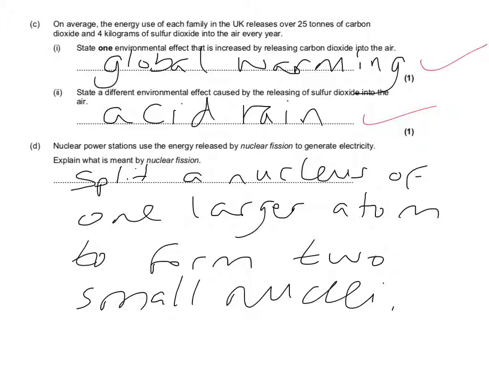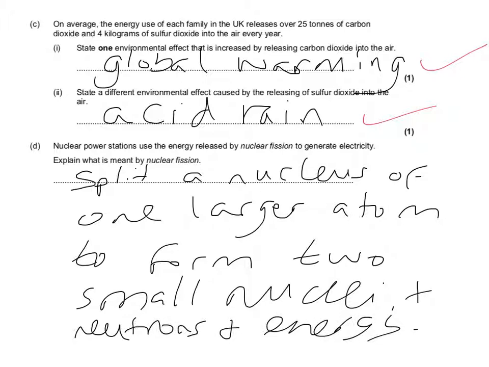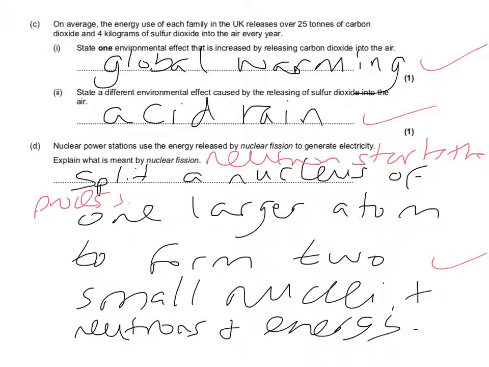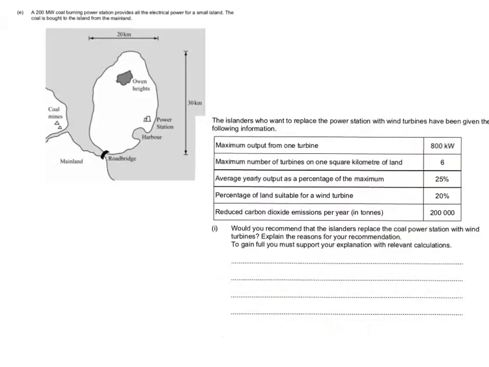But I personally think that answer there, plus neutrons are being released and energy, would also be sufficient to get you the marks. It would be worthwhile to note that you should really have the idea that a neutron is required to start a process. So remember, you fire a neutron in to the nucleus of one large atom, it then breaks down into 2 small nuclei, releasing 2 or more neutrons and energy.